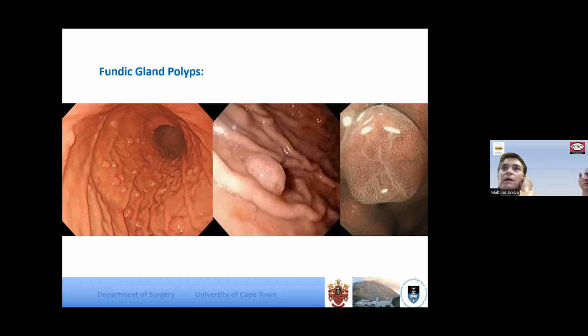They're often similar or lighter in color to the surrounding mucosa. And if you switch on your NBI, you actually get a very beautiful, lacy picture of the blood vessels through that translucent surface.